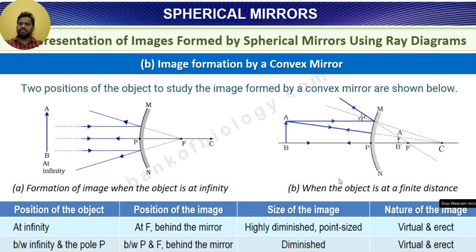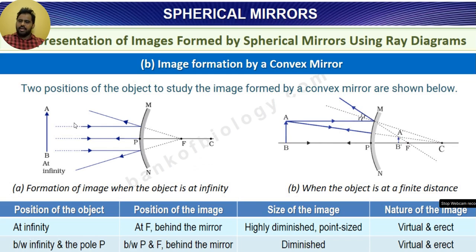Now, in case of a convex mirror, we only have two ray diagrams. We had 6 ray diagrams in concave mirror. For convex mirror we have only two, so we have two positions of the object to study the image formed by the convex mirror, shown below. First is at infinity. If the object is kept at infinity, where will the image be formed?